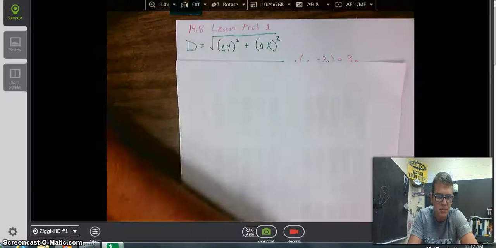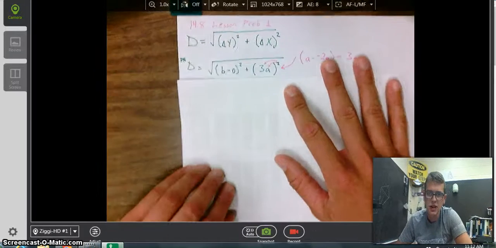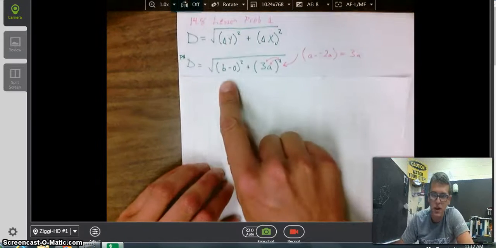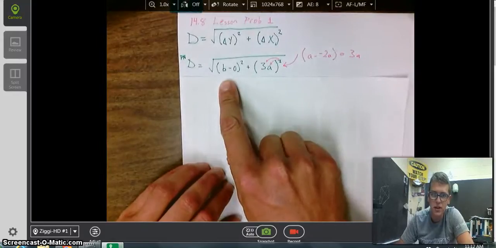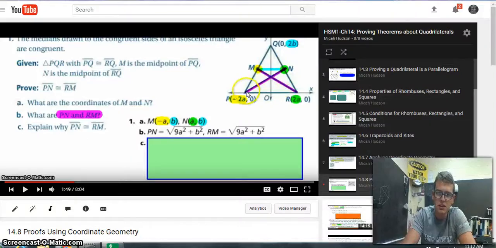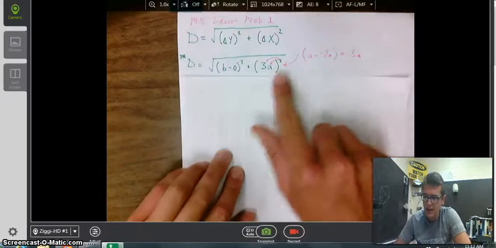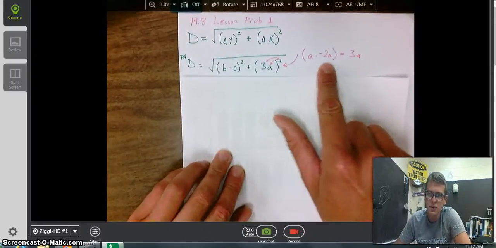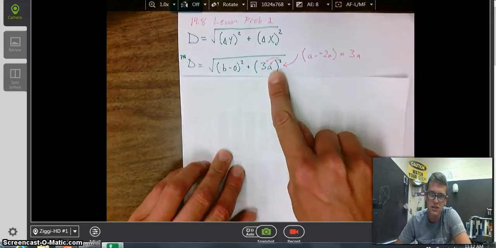So when I set this up, my change in y is what I do first. I start at a y value of b, and then I have a y value of 0 because P is on the x-axis. So N has a y value of b that we solved earlier in that video, and this has a y value of 0. Then for the delta x, this has an x value of a, and this has an x value of negative 2a. So when we go to do that, I take a minus a negative 2a, and that really gives me 3a. So my delta x is going to become 3a.